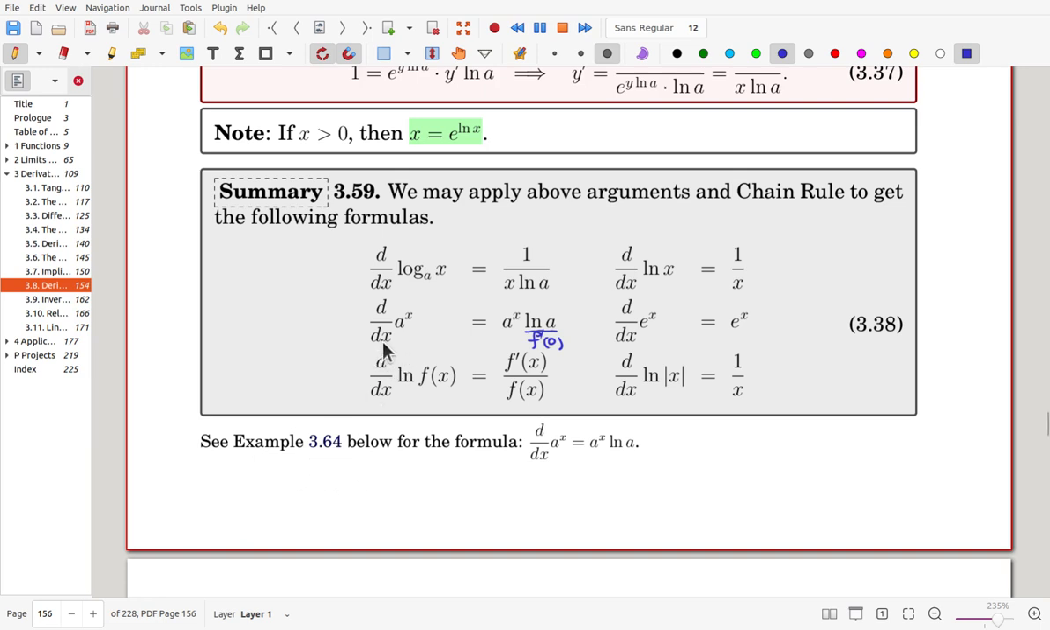Once we admit this formula, then this formula is a special case. Here, again, ln e is the same as 1, so we don't see the extra term. So once a is e, then we have that formula. So that is a special case. Now, for the logarithm, rather than x, if just a general function f(x) is given, then the formula says that it is f prime over f.